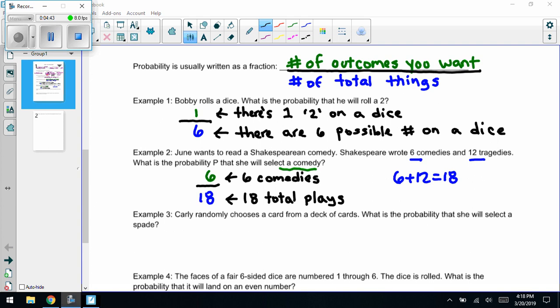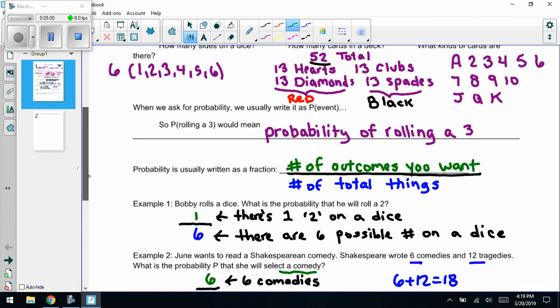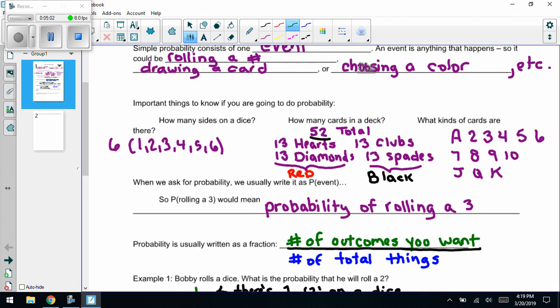All right, so if you got a chance to get that down, we're going to go on to example number 3. Carly randomly chooses a card from a deck of cards. What is the probability that she will select a spade? So the outcome she wants is just one spade. And again, those notes up at the top are going to be pretty important. It shows up here that there are 13 spades in one deck.